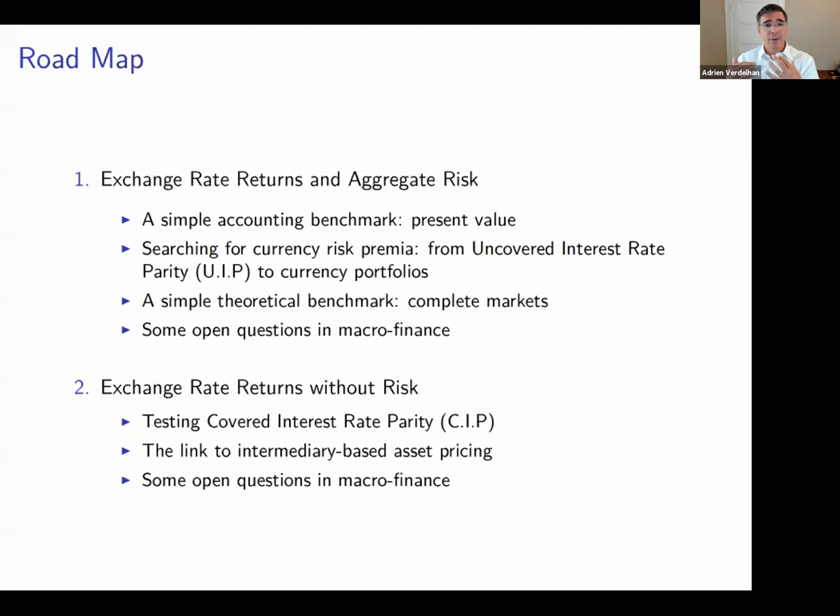And then I'll move to the second part, which is actually even more puzzling. There are right now on the currency market, one of the biggest markets in the world, returns without risk. And I want to show you that if you've not seen it before. I want to show you how it connects international finance to our literature. I'll go over rapidly intermediary-based asset pricing. And again, I want to do a kind of a preliminary list of the open questions in macrofinance, because I see this as a fantastic lab for us to study. So that's the plan. Okay, let's start.